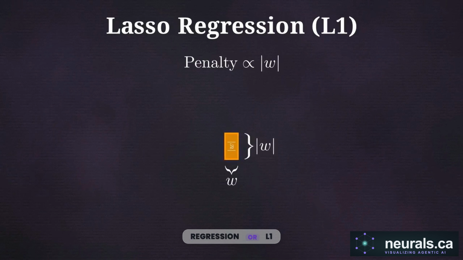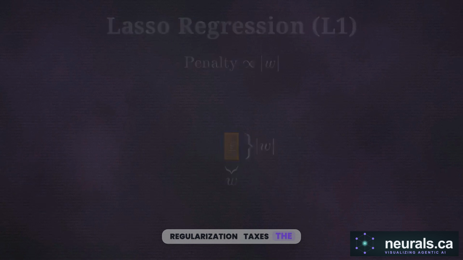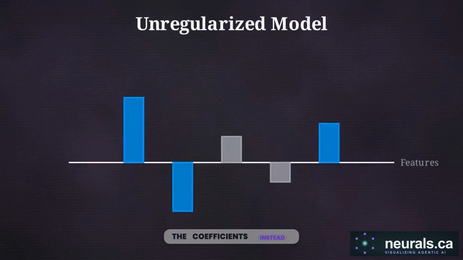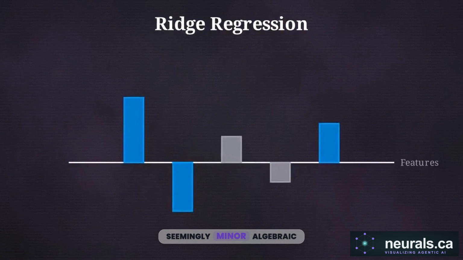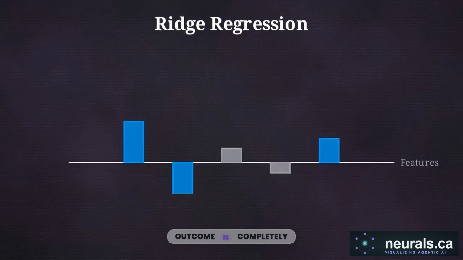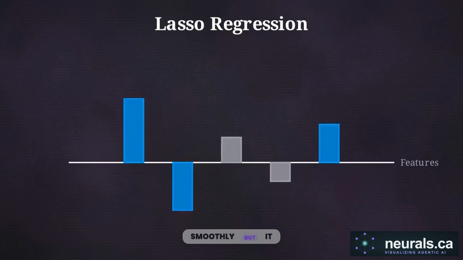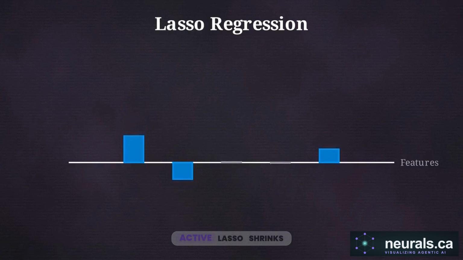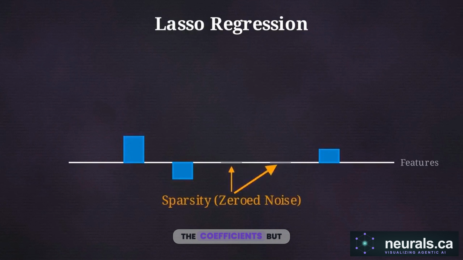Lasso regression, or L1 regularization, taxes the absolute value of the coefficients instead. It is a seemingly minor algebraic tweak, but the outcome is completely different. Ridge shrinks all the coefficients smoothly, but it keeps every single one of them active. Lasso shrinks the coefficients, but it forces some of them entirely to zero.